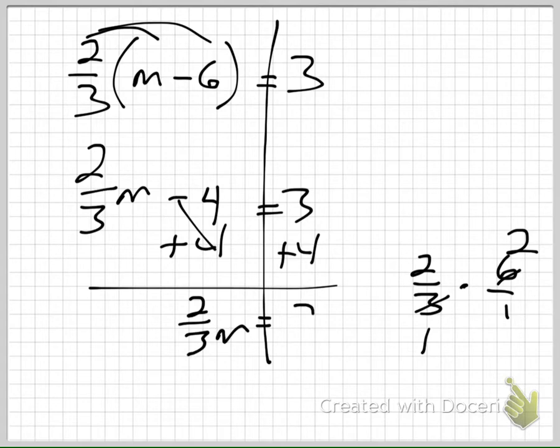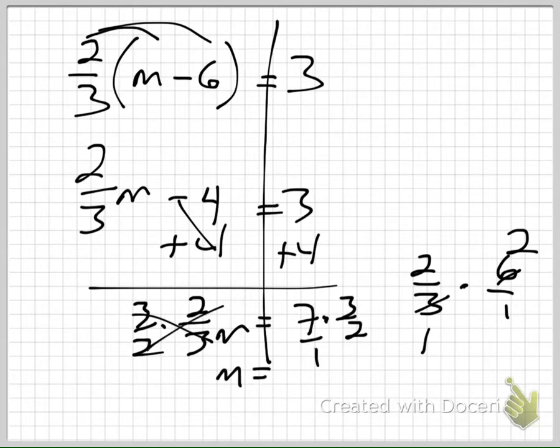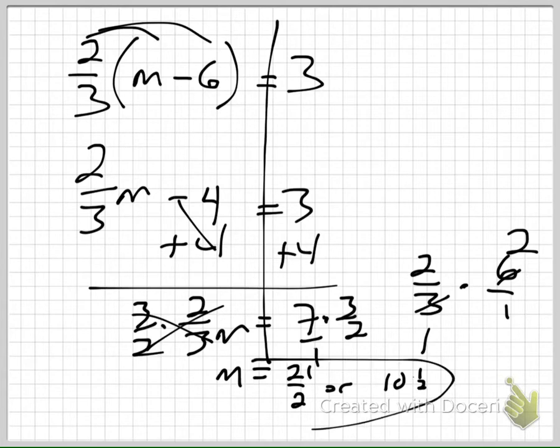2/3 m equals 7. Now what do I do? I mean, I could divide by 2/3, but then that would be an extra step. So what do I do instead? Multiply by 3 halves. Multiply by 3 halves. They're gone. m equals. Can I reduce anything here? No, I can't. So then it would actually be 21 halves, or if you want to change that, 10 and 1/2. Does that make sense?